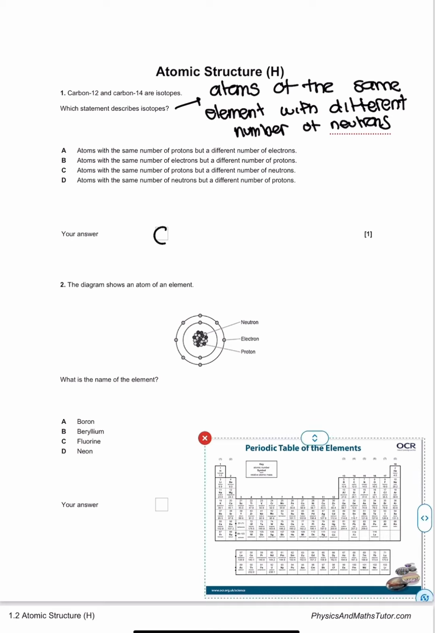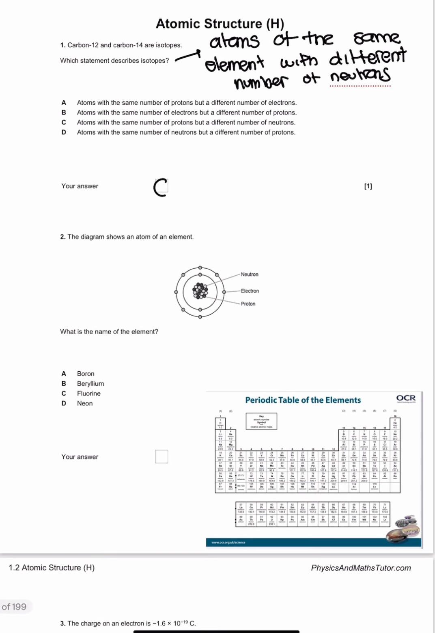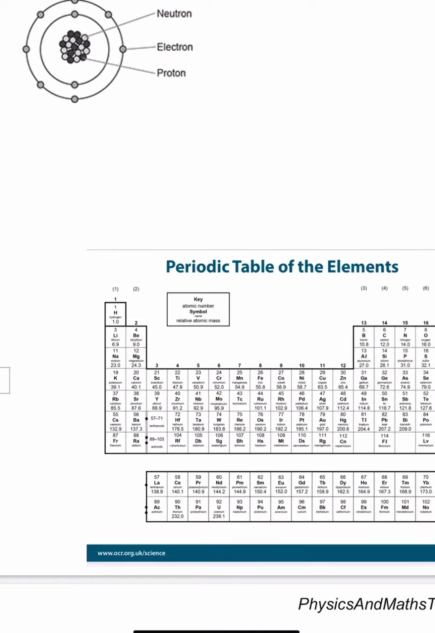It says the diagram shows us an atom of an element. What is the name of the element? So for this one, we can find out the number of electrons. We can count how many they are and then look at the periodic table. So let's count how many there are first. There's 1, 2, 3, 4, 5, 6, 7, 8, 9. And I've got this periodic table from OCR. So we know there's 9 electrons.